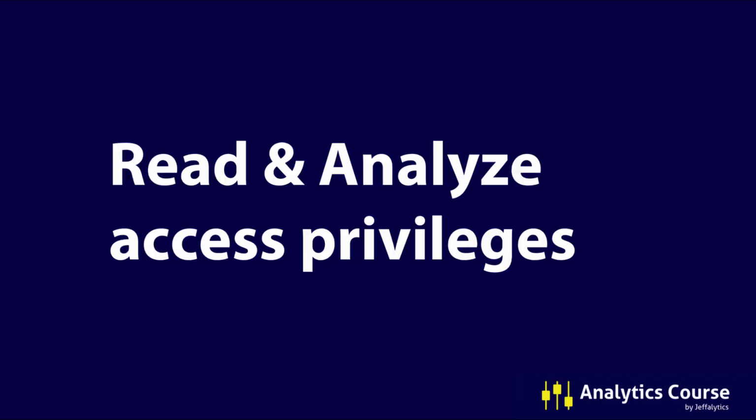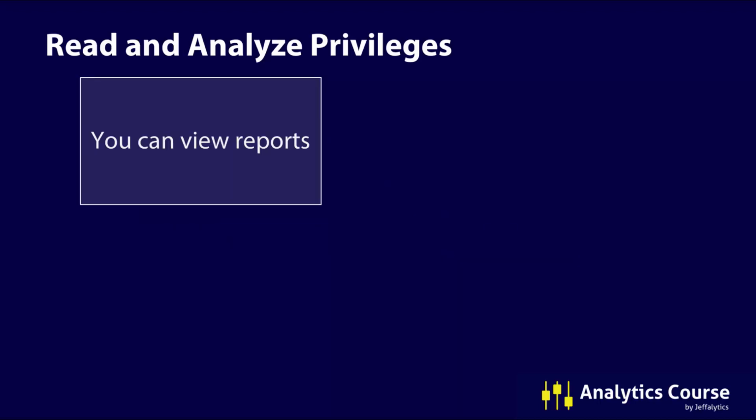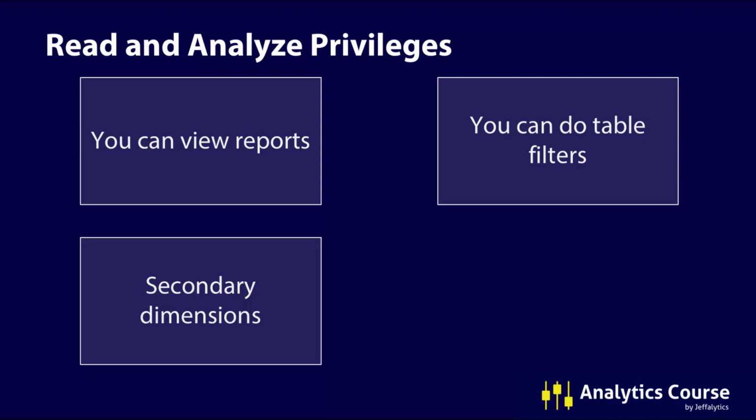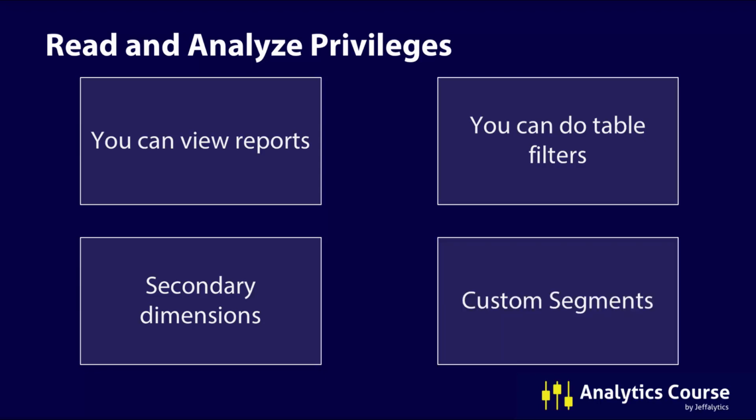Let's talk about what you get when you have read and analyze privileges in Google Analytics. The first thing is that you can view reports, pretty straightforward. If you have any access to Google Analytics and it's assigned to a view, at least you can view reports. You can do table filters, which is where you type something into your table and filter it down, only looking for certain things. You could even do a regular expression in your table filter, not a problem at all. You can get secondary dimensions. You can create custom segments, so you can look at views of the data any way you want to, even with that read and analyze permission.